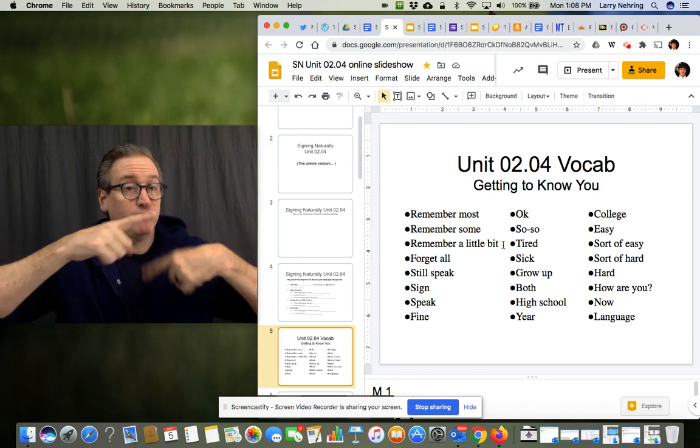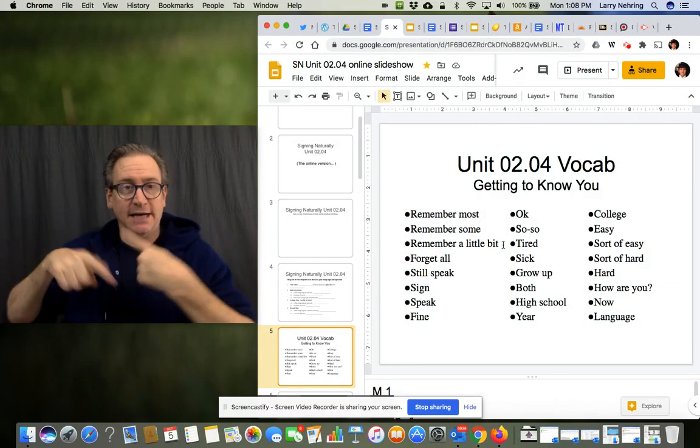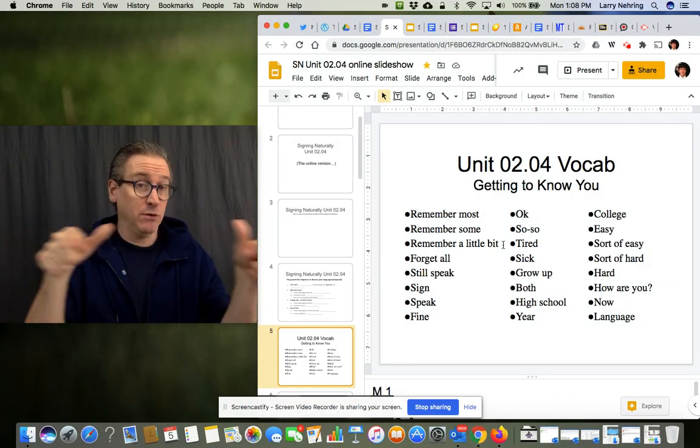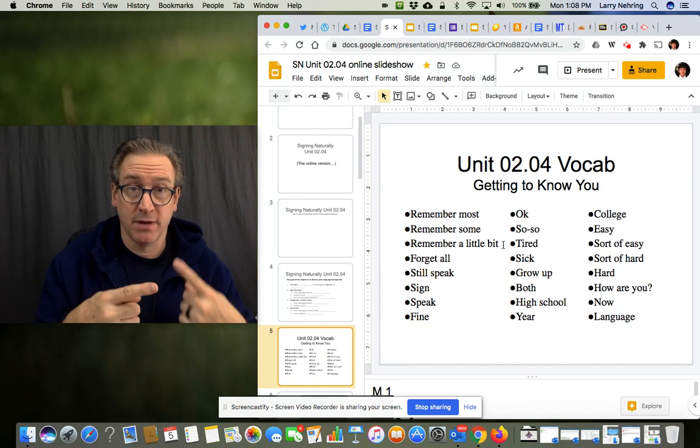Sign. Right? We've seen this before for sign language. Sign. Speak.